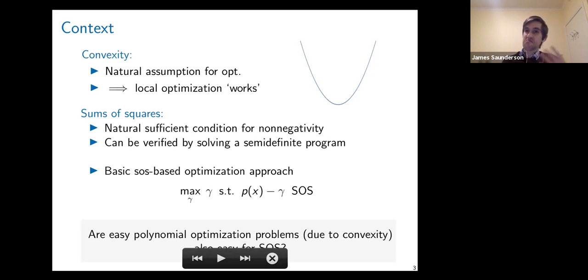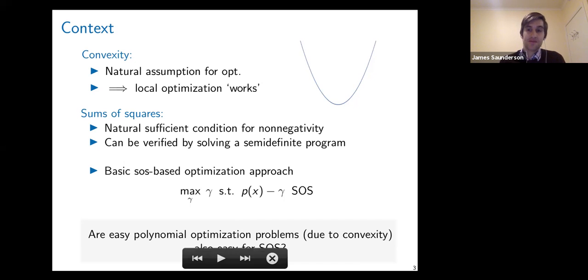And so one question you might ask is, what if I start with a convex form P? Somehow optimization of that convex form is easy. I mean, at least it seems like it should be easy. I should be able to do a local descent method and optimize that form. On the other hand, I have this other nice sum of squares based method for trying to optimize things. And I guess the question is, are polynomial optimization problems that are easy because of convexity also easy from the point of view of sum of squares?